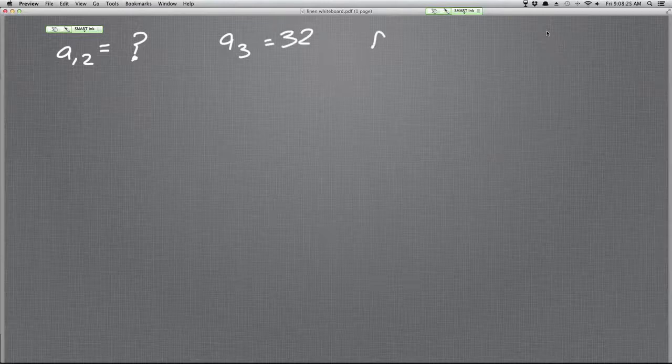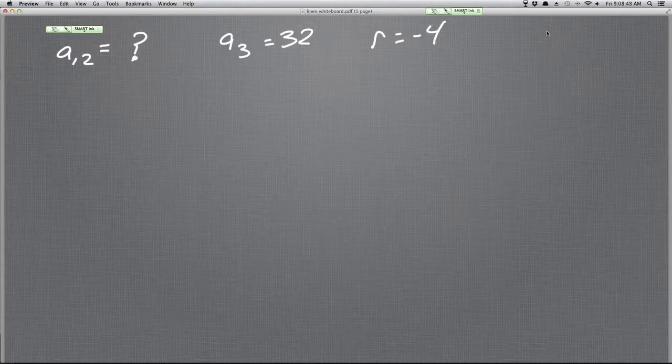Now, first hour was having a little bit of trouble with this problem, so hopefully you guys can do better. This one wants me to find a sub 12, and they give me a sub 3 is 32 and r is -4. I could have to find a sub 1, or there's an alternate way to do it.